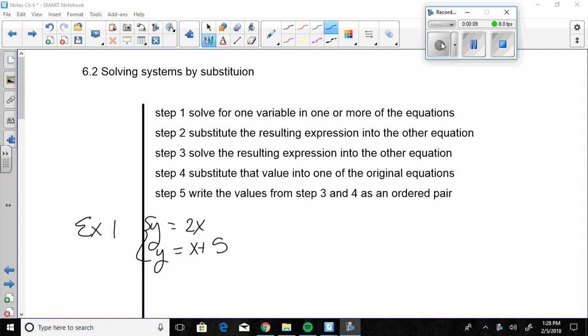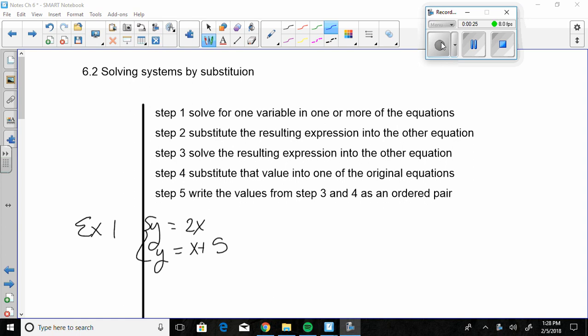Step 1, solve for one of the variables. Step 2, substitute that expression into another equation. Step 3, solve the resulting expression. Step 4, substitute once more. And step 5, write the values from 3 and 4 as an ordered pair.